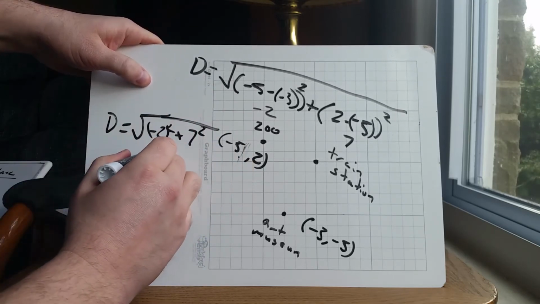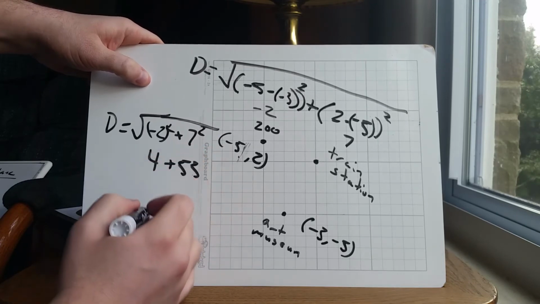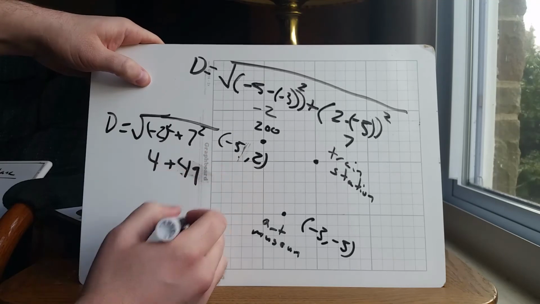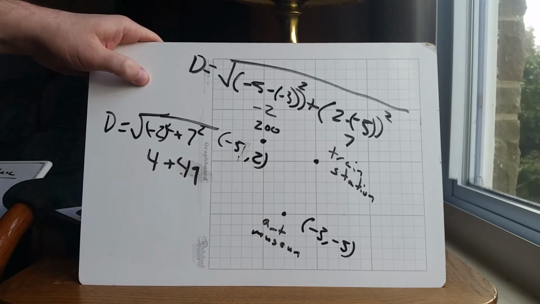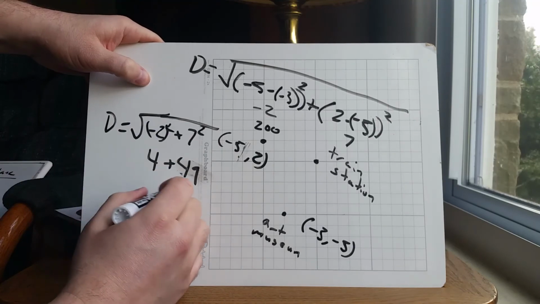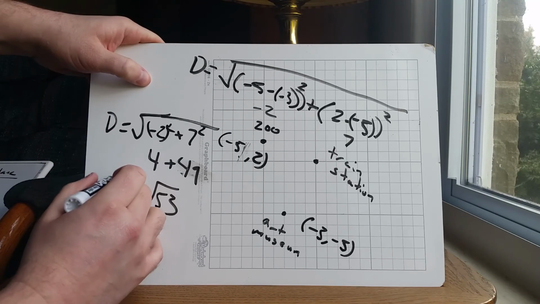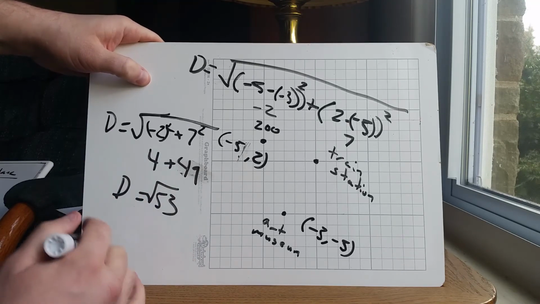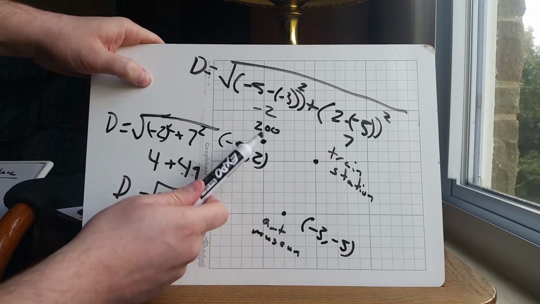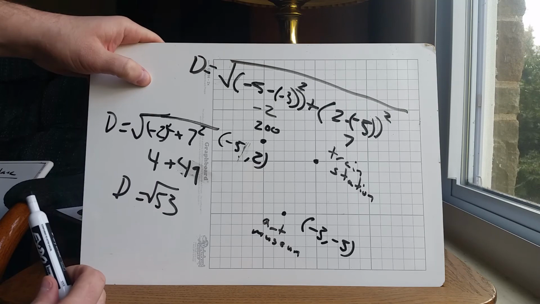Well, -2 squared is 4. 7 squared is 49, of course. You got to know your perfect squares, by the way. It makes this a whole bunch easier. This is 53, and as it happens, 53 is a prime number, so I can't simplify this, which means the distance from the zoo to the art museum is just root 53.